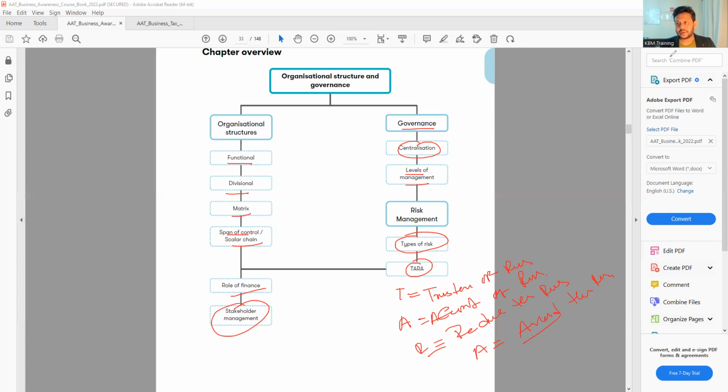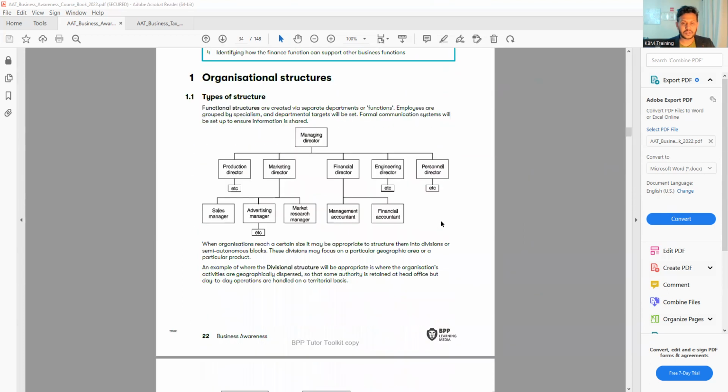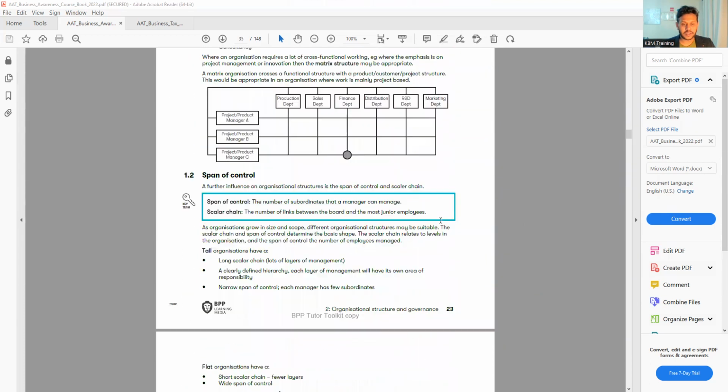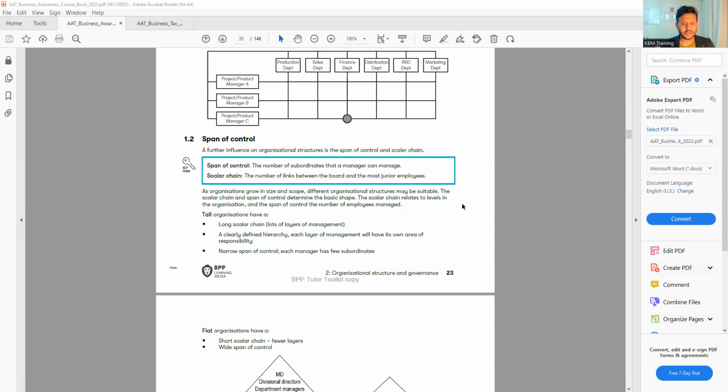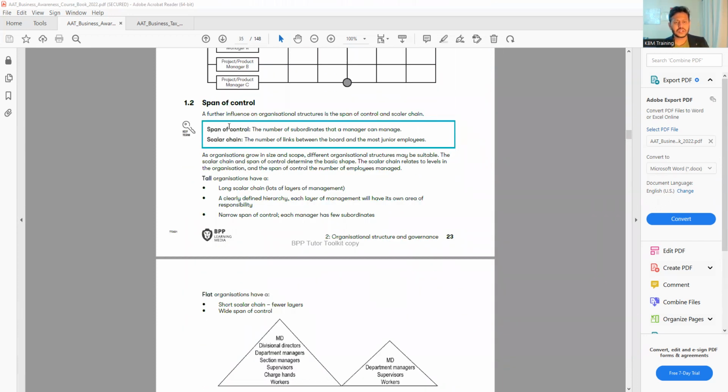All right, so let's move on to the inside of the chapter. Let's have a look at what else we have. We have organizational structure. This is the structure chart. You can have a look at that later on. We have span of control. Span of control is the number of subordinates that a manager can manage. So how many people can you manage under you? This is called span of control. And the scalar chain is the number of links between the board and the most junior employee. So this represents the scalar chain.